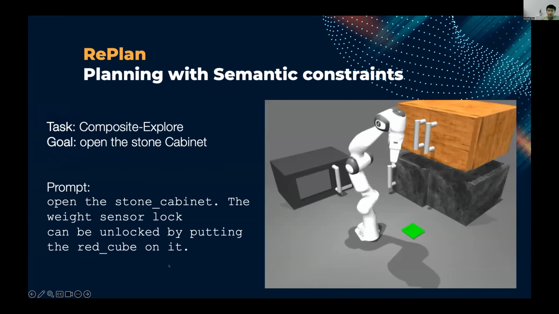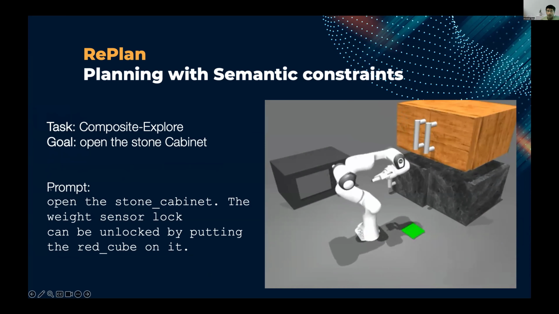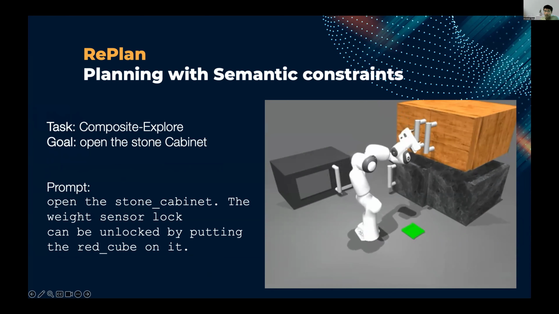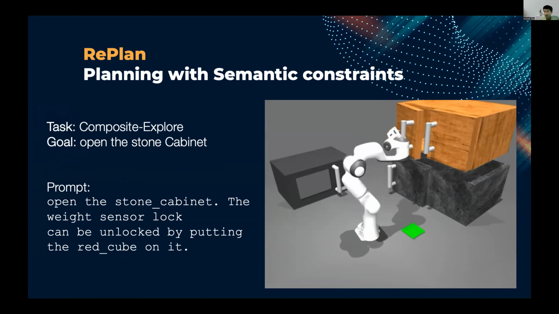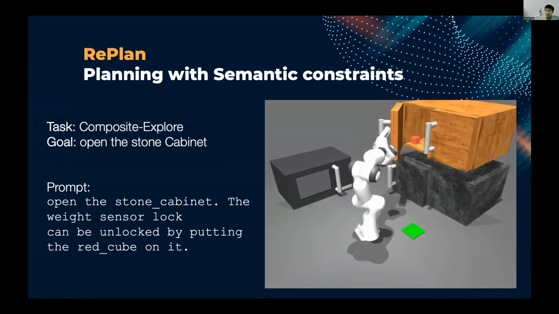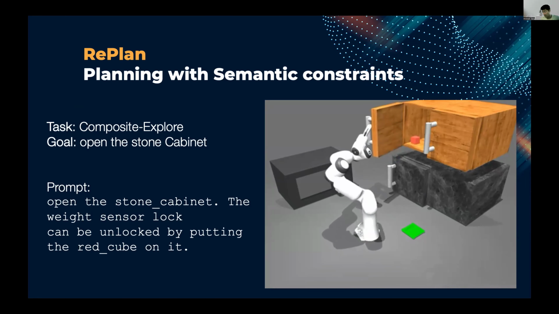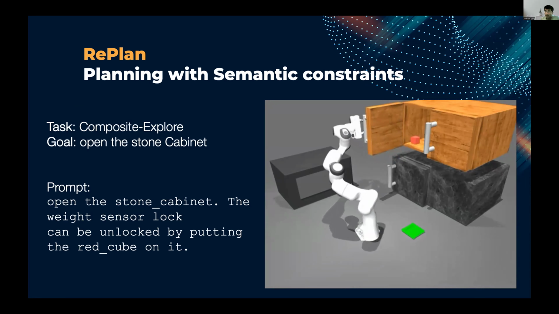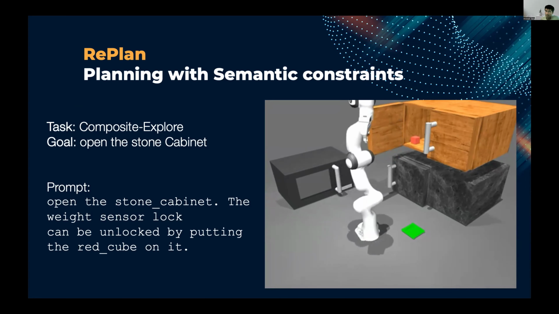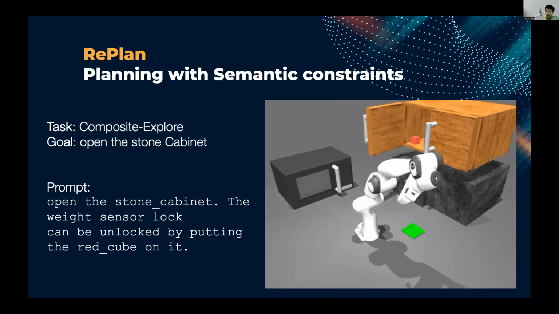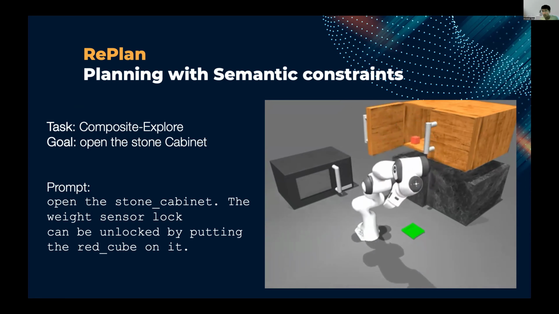And then you can do interesting semantics as well. In this case, the semantics is open the stone cabinet. The weight sensor lock can be unlocked by putting a red cube on it. So now you're looking for a red cube first. Then you have to figure out where the red cube will go. So the red cube needs to go on that green plate. When the red cube is on that green plate, only then is the stone cabinet unlocked. Otherwise, you can't open the stone cabinet.